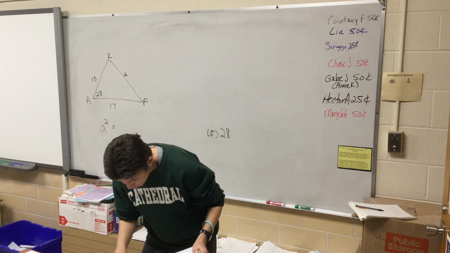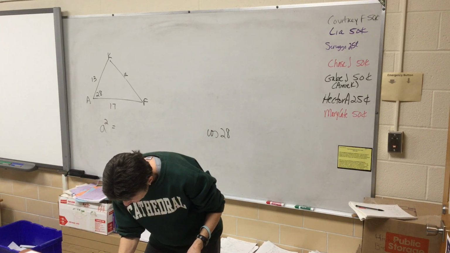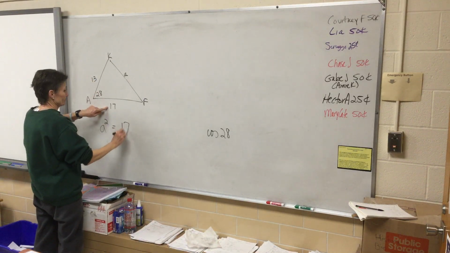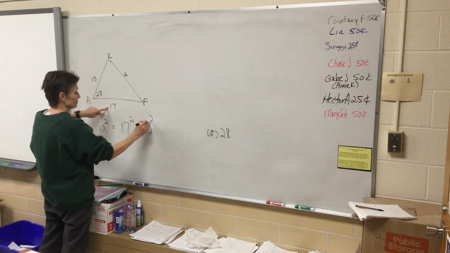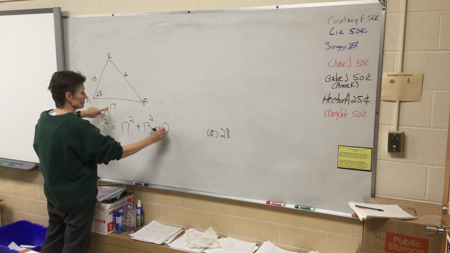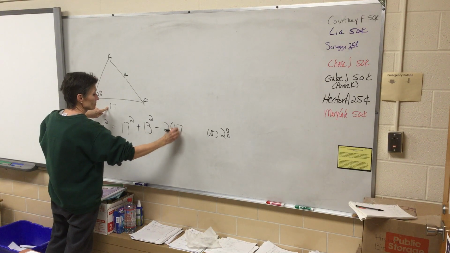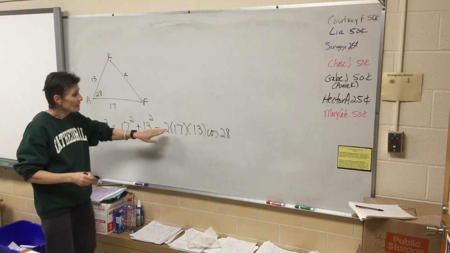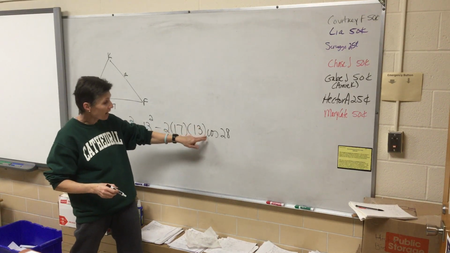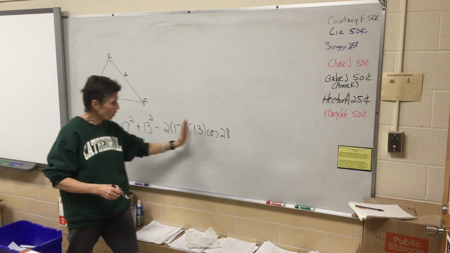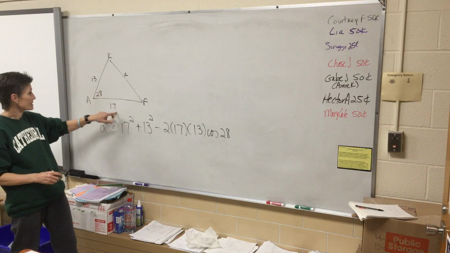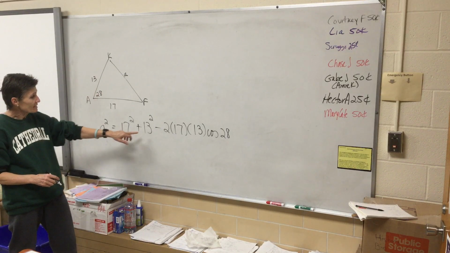Who remembers what's in the middle? It would be 17 squared plus 13 squared minus 2 times 17 times 13. That's right, and that's times that. It's 2 times 17 times 13 times cosine 28. This is all a big multiplication here. That's exactly right. So the other two sides are 17 and 13.